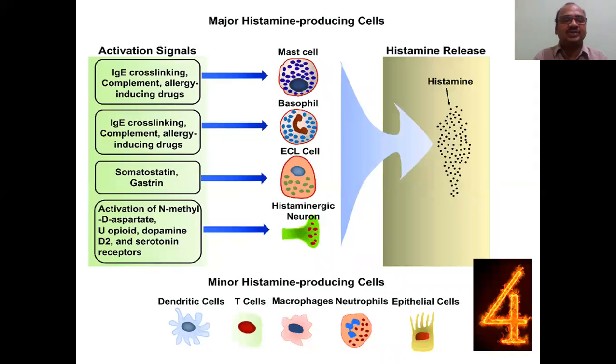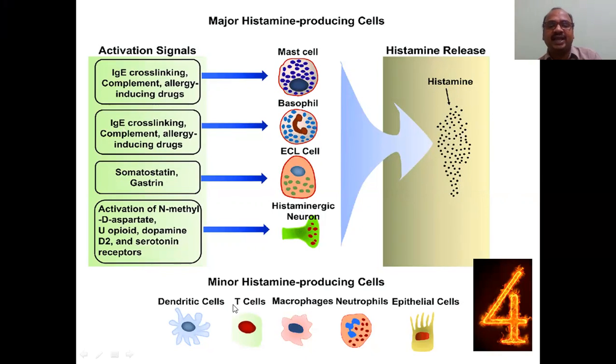Keep in mind somatostatin, gastrin. Next is activation of N-methyl D-aspartate, mu opioid, dopamine D2, serotonin receptors. All these side ones are not very important. IgE is very important, keep that in your mind. These names are important. It produces histamine. See here how histamine is released.